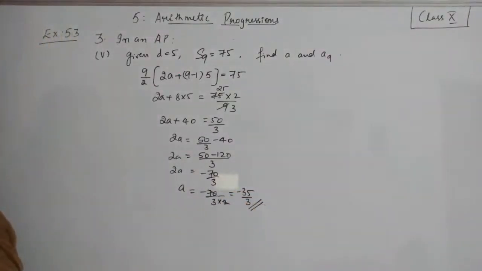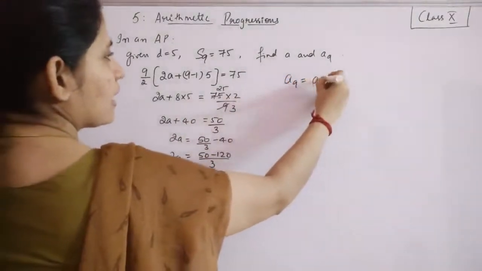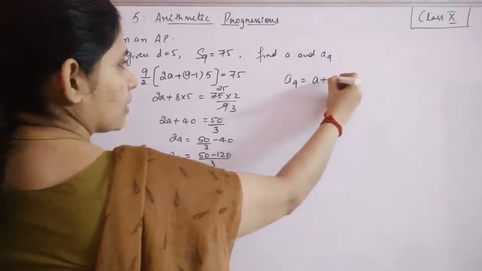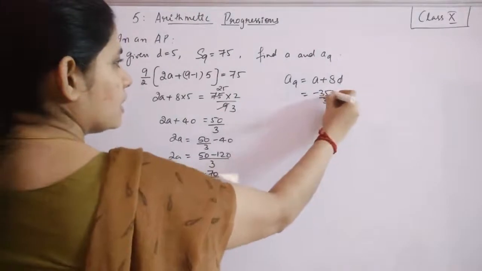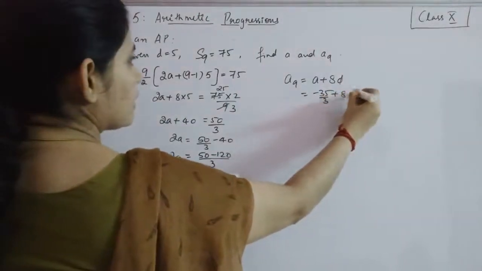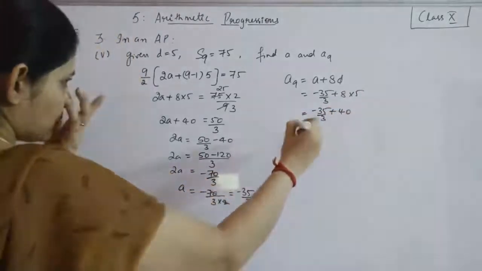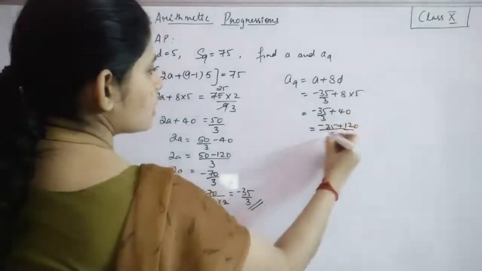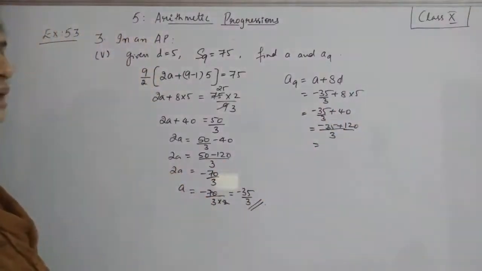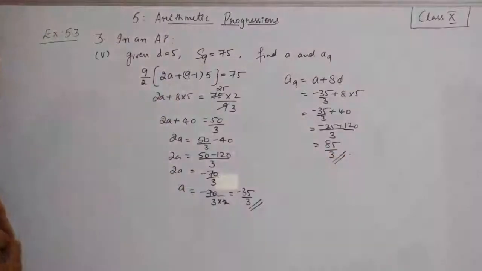Now one thing is over, that is a. Now you want a9. What is a9? a9 is a plus 9 minus 1 into d. 9 minus 1 will give you 8. What is a? Minus 35 by 3 plus 8 into d, which is 5. So you get minus 35 by 3 plus 40. Again taking the LCM, you will get minus 35 here, it will be 120, and 120 minus 35 will give you 85 by 3. So your a9 is 85 by 3.